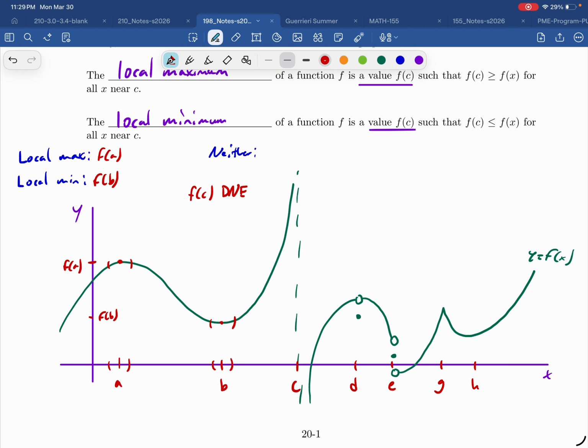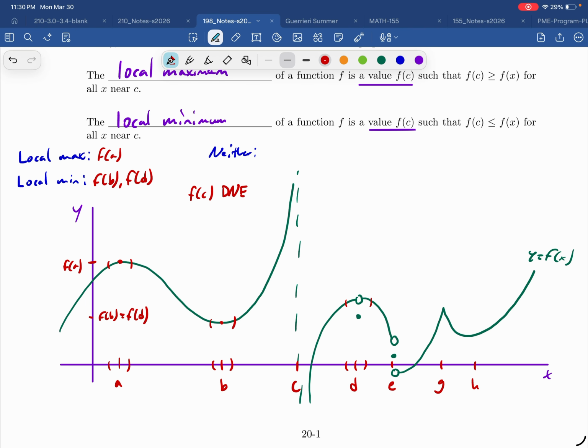Okay? Now, what about f of d? Pause the video and think. Is this a max or a min? Local max or local min? Well, if you think about it, if we take, say, this neighborhood for the x values and look at the neighborhood for the y values, even though this function is clearly not continuous at d, f of d, which we'll just say equals f of b, is actually less than all the surrounding y values. So f of d is actually a local min, a very weird local min. Probably not one we're going to see too often, but it's a local min.